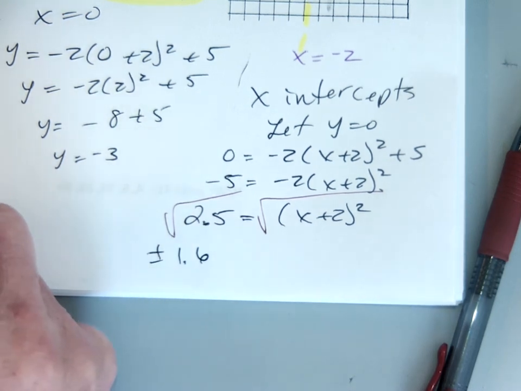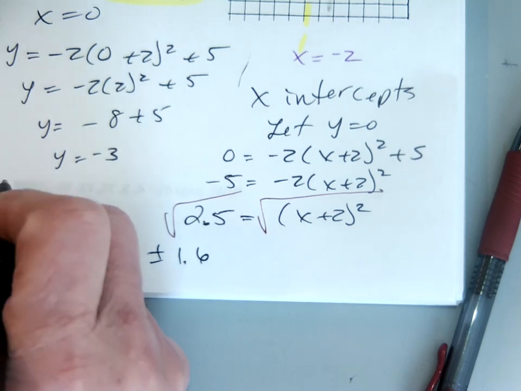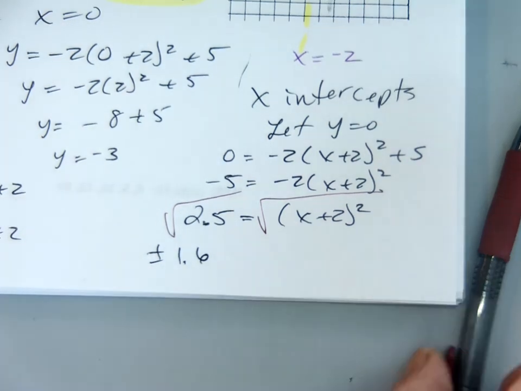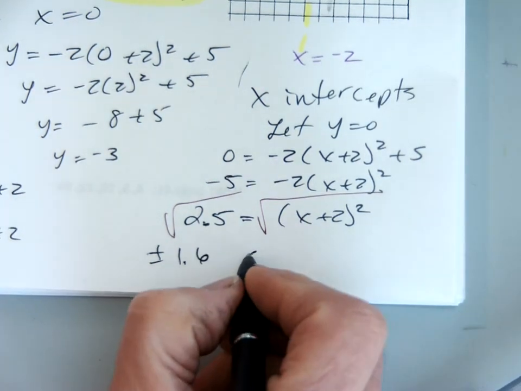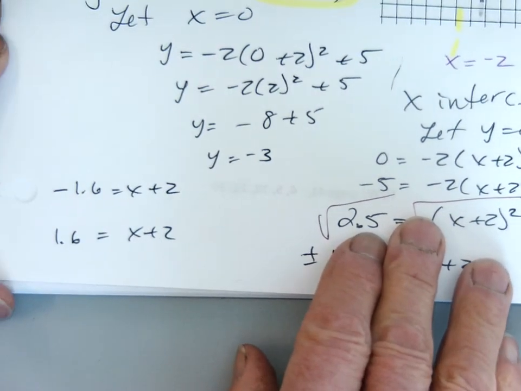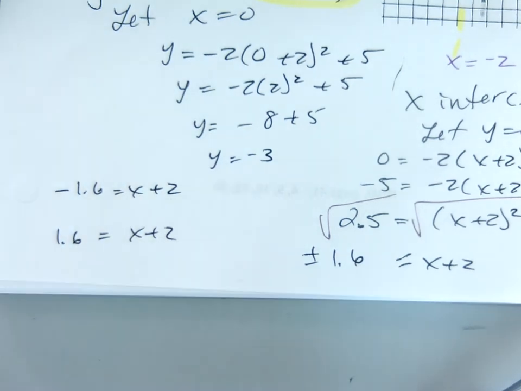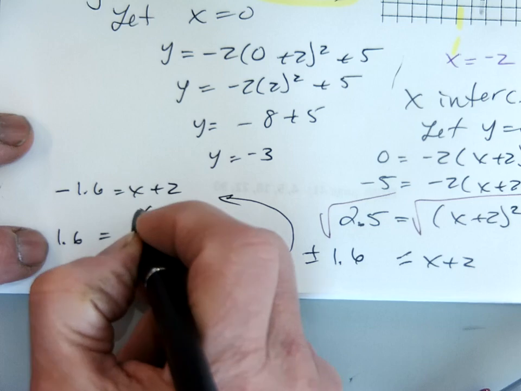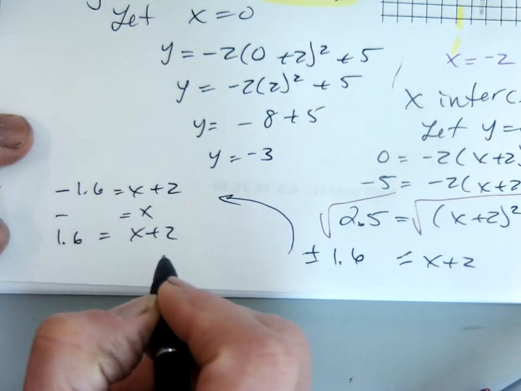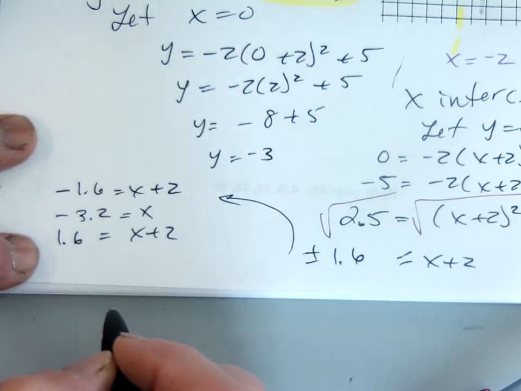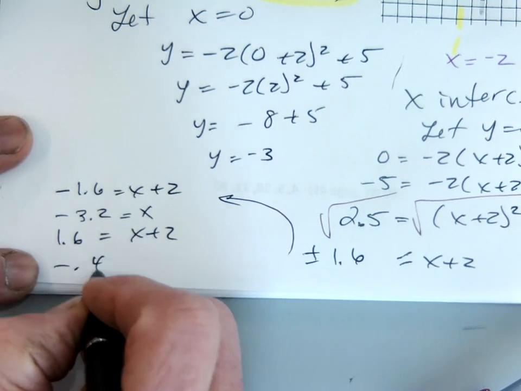So then I'll have a negative 1.6 equals x plus 2, and I'll have a positive 1.6 equals an x plus 2. Yeah, thank you. My bad. Okay, and so I just brought this up over there. So if I solve, I'll get x equals negative 3.6. And I'll get x equals a negative 0.4, right? Yep. Okay.